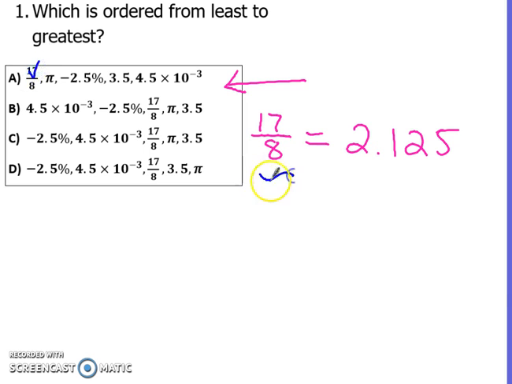Next one is pi. So pi, there's literally a pi button. 3.141. Okay, got pi done.